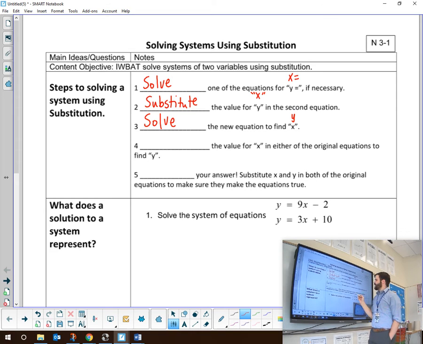Okay. Then we are going to substitute once again, or I'm just going to say plug in the value for x in either of the original equations to find my other variable. Okay. Then we're going to make sure that we give our answer a good check to make sure that we understand that it is the correct one. All right, so let's start here with number one.